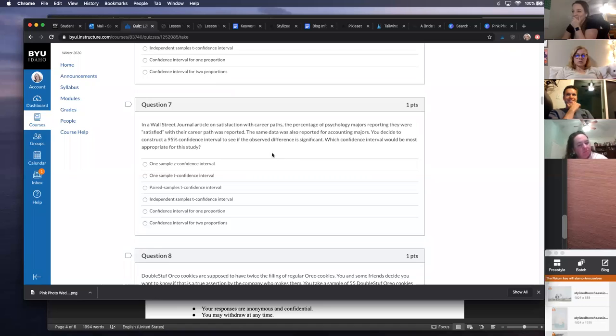All right. In a Wall Street Journal article on satisfaction with career paths, the percentage of psychology majors reporting they were satisfied with their career path was reported. The same data was also reported for accounting majors. You decide to construct a 95% confidence interval to see if the observed difference is significant. Which confidence interval would be the most appropriate for this study?